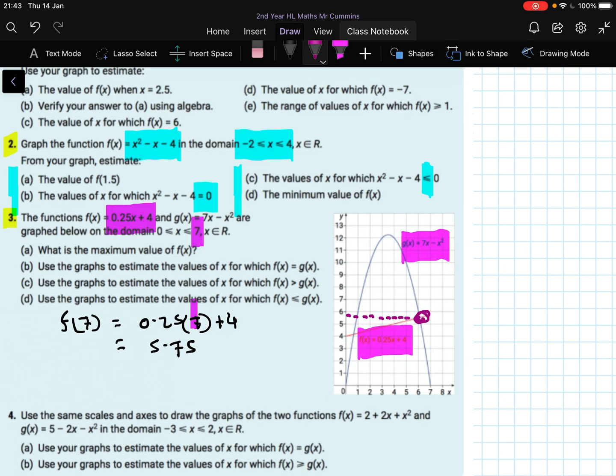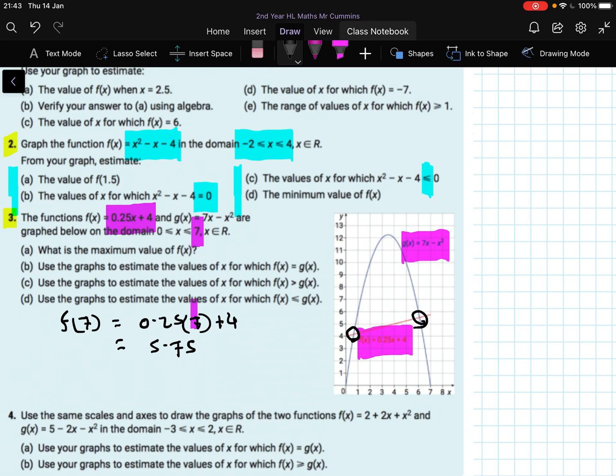Part B of that question: use the graphs this time to estimate the value of x where f of x is equal to g of x. So f of x is equal to g of x where the two of them touch. f of x touches g of x here, and it touches it here. I'm just going to get rid of this stuff because it's in the way. So it touches there, and there, and we're looking for the x value for that.